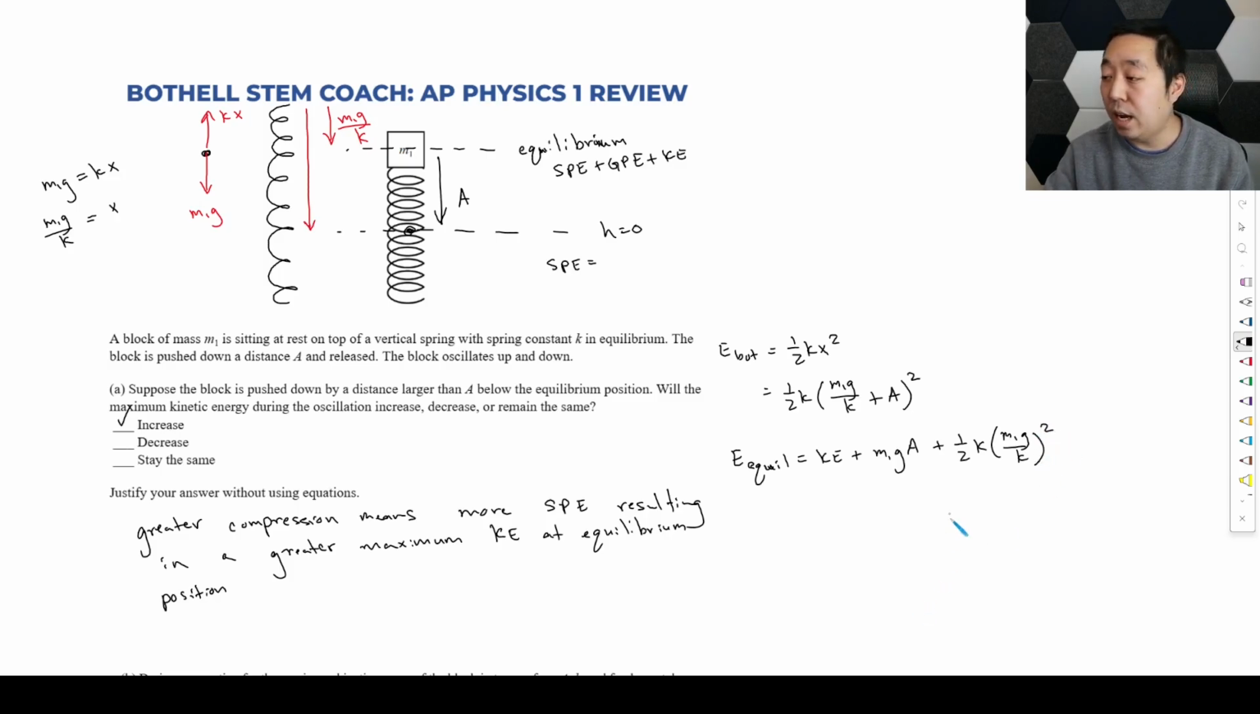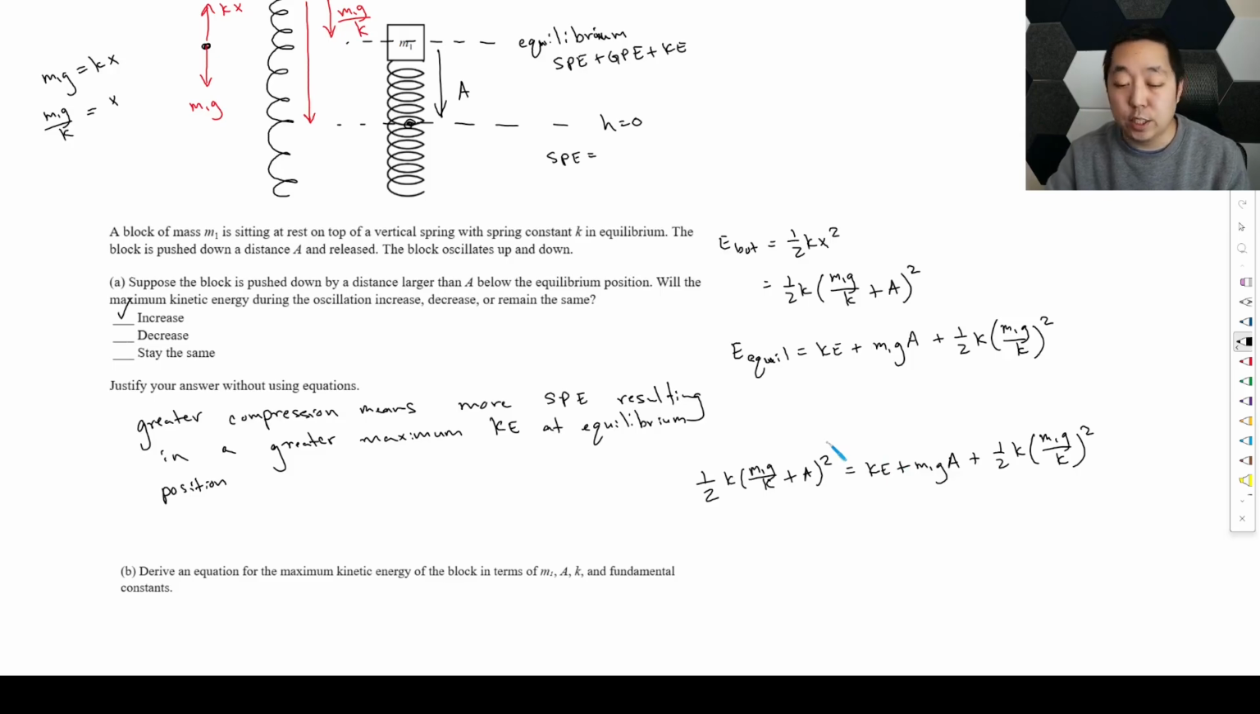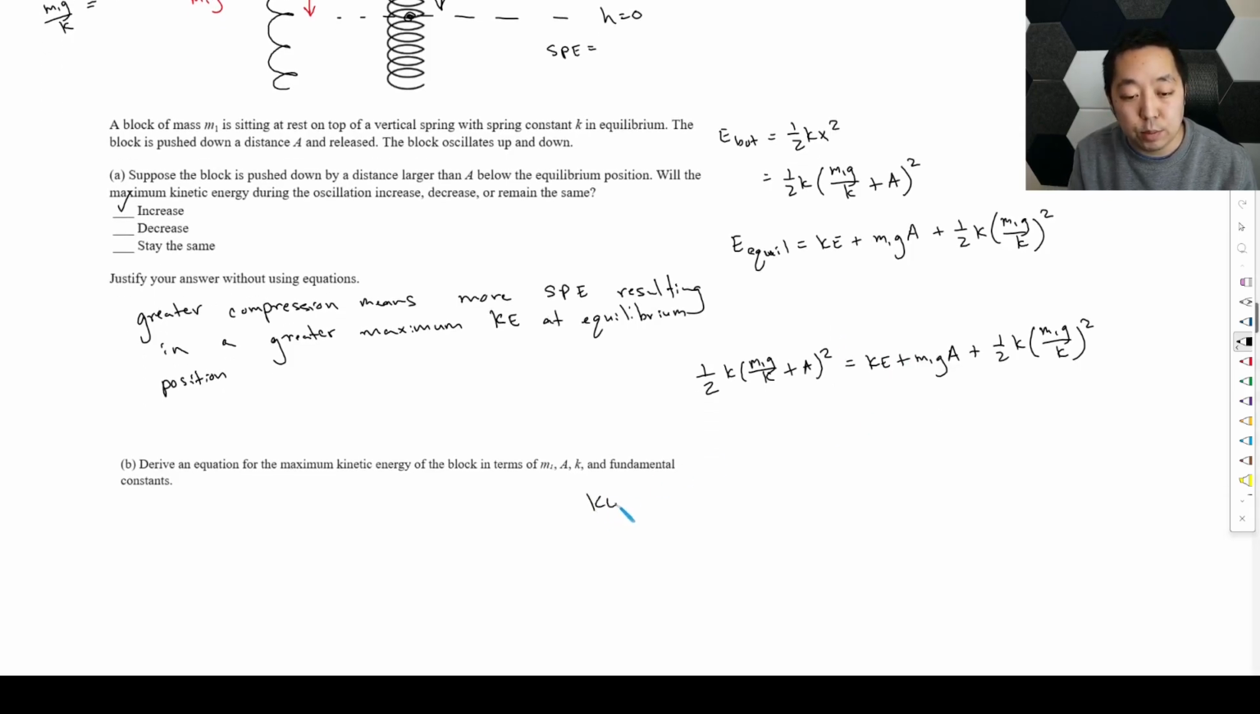Now we want to set those equal to each other by conservation of energy. The energy at the bottom is equal to the kinetic energy plus M1gA plus 1/2 k (M1g over k) squared. Now, we want to solve for the kinetic energy, right? So the kinetic energy is going to be this guy.